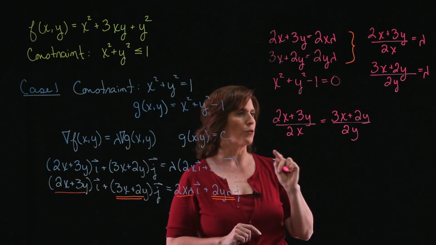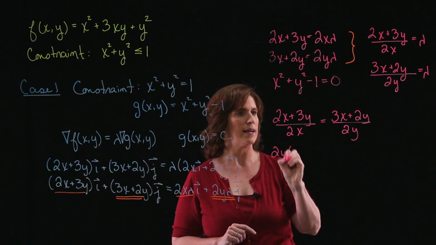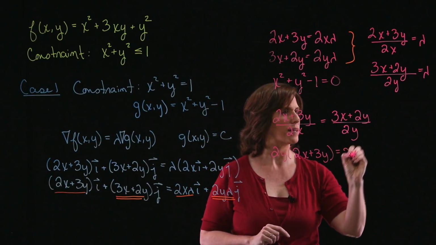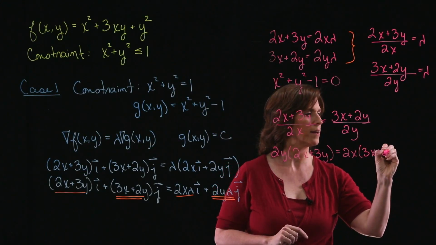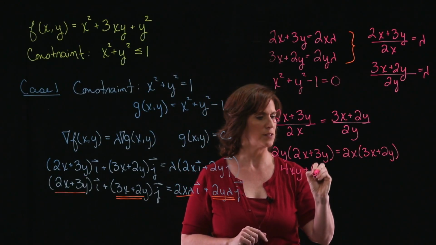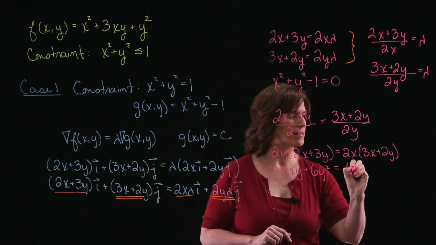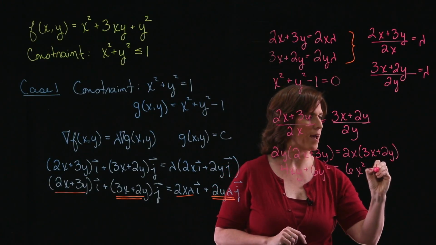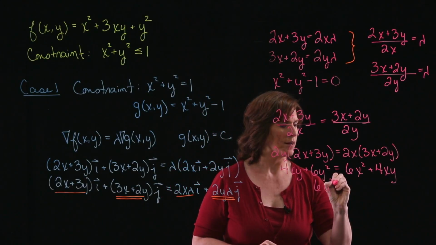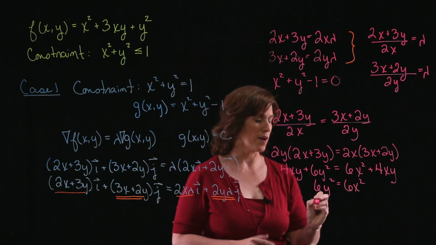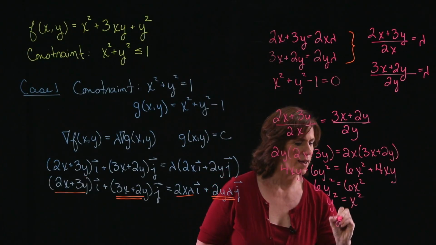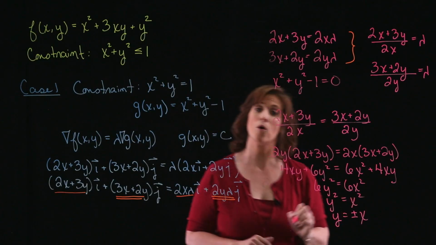Okay, so I'll go ahead and do some cross multiplying here. I've got 2y times the quantity (2x + 3y) equals 2x times the quantity (3x + 2y). That leaves me with 4xy + 6y² = 6x² + 4xy, which leaves me with 6y² = 6x², or in other words, y² = x². So y could be plus or minus x.